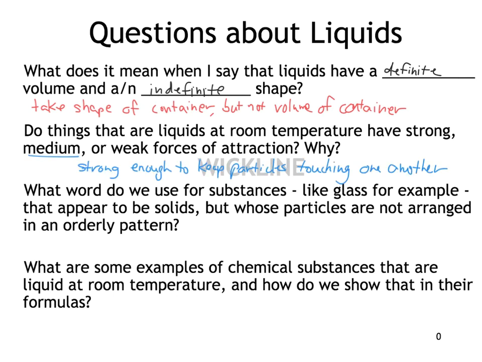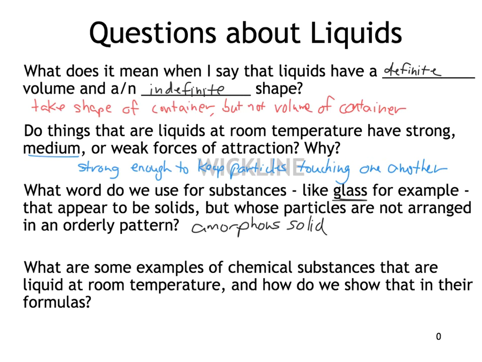The word that we would use to describe substances, of which glass is an example, that appear to be solid but whose particles are not arranged in an orderly pattern, that is one of the requirements for solids, is that they need to have that rigid, highly ordered structure. So if it looks solid but it doesn't have a rigid, highly ordered structure like glass, then we're going to call that an amorphous solid.